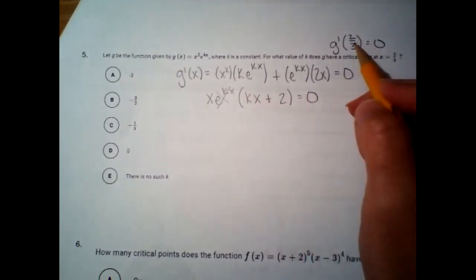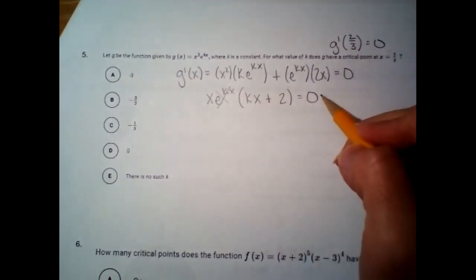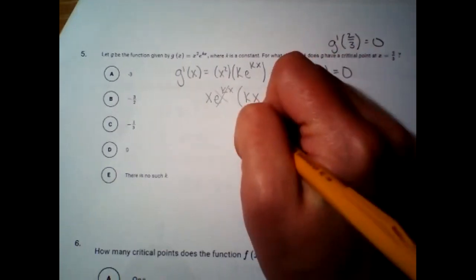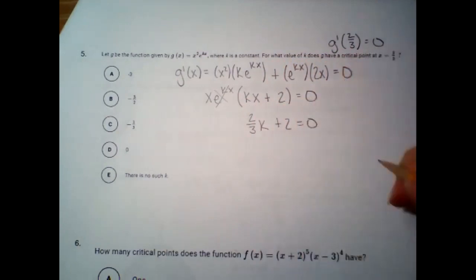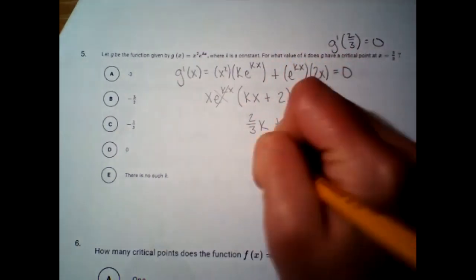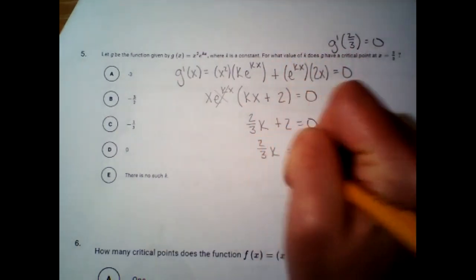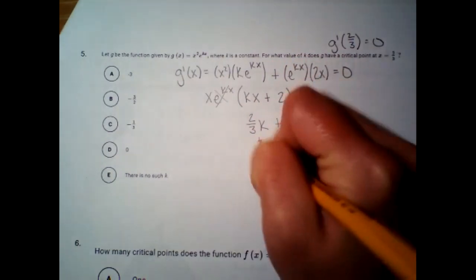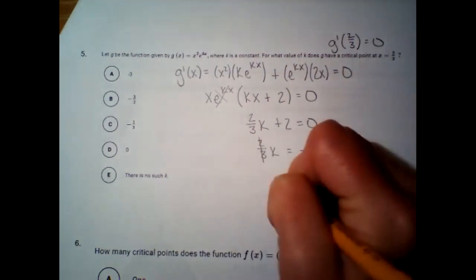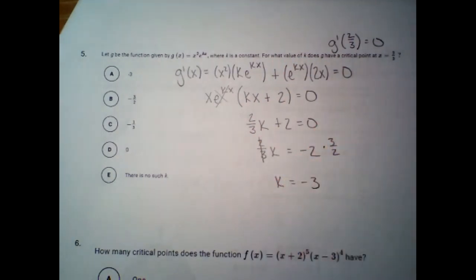And again, if we plug in 2/3, that's when our derivative should be 0. So this will be 2/3 k plus 2 equals 0. And then we're just going to solve that. So subtract 2, and then multiply by 3/2 to get that to cancel. And so k is -3.